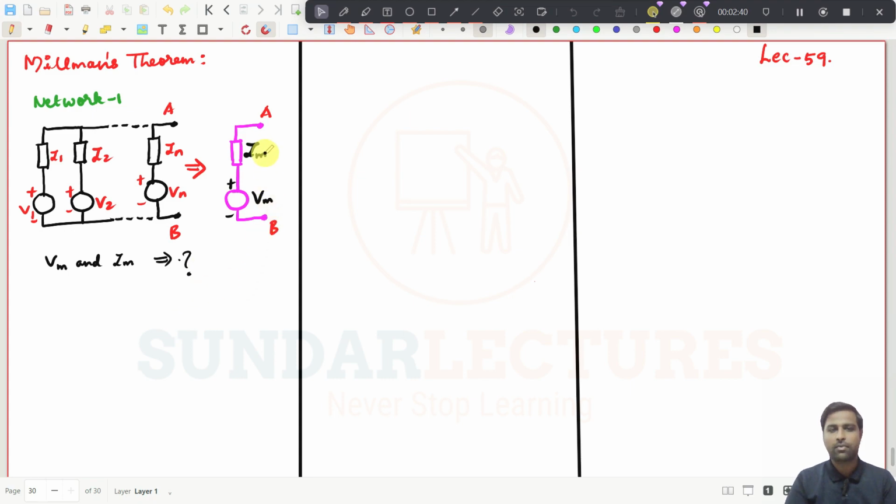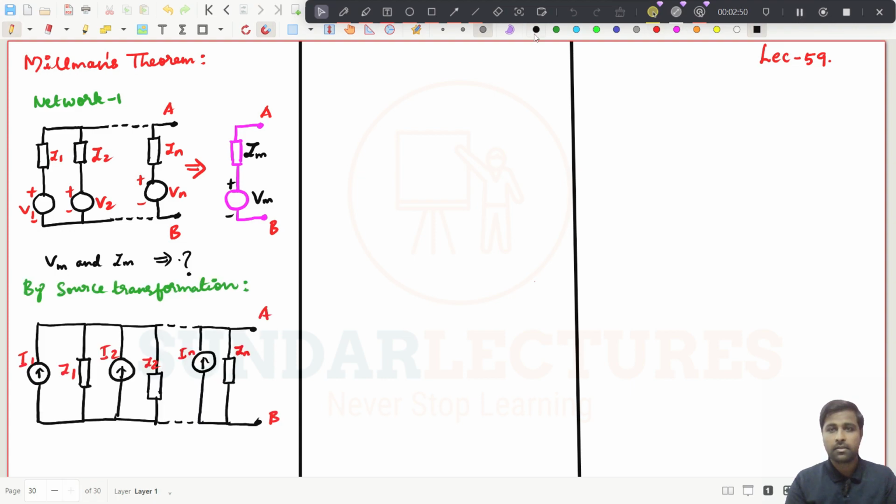And what is Vm and what is Zm? For example, we can use source transformation. By using source transformation, we have converted the voltage source to a current source. If you convert a voltage source to a current source, the impedance should be connected in parallel to the current source. And what is the value of the current? You know what I is? I will write it down here.